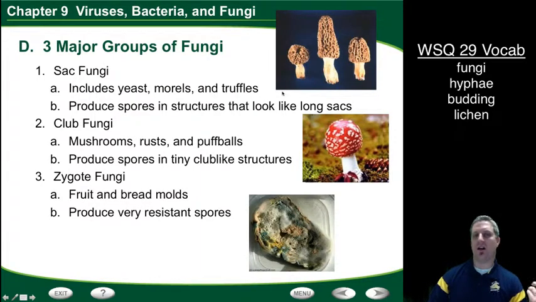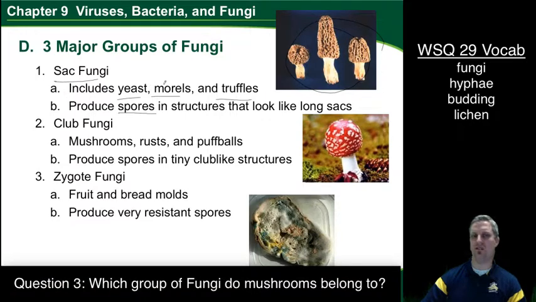Now we can break fungi into three major groups. We have what are called sac fungi. This includes yeast and morels and truffles. Here's an example. Morels and truffles are a type of mushroom that have a totally different design, as you can see. These are spore producing, and they produce structures that look like long sacs. Yeast is a little bit different in this group because it can use budding as well, which is how it reproduces quickly.